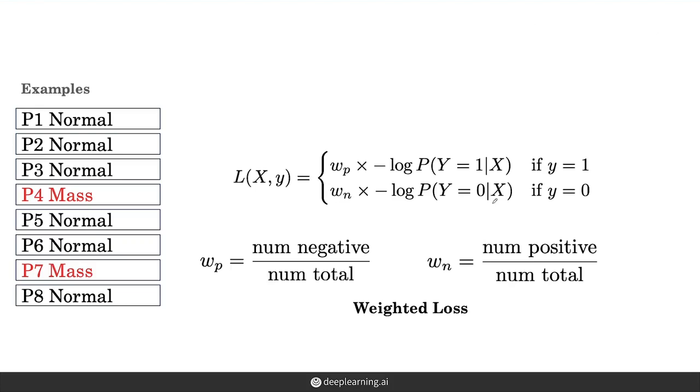In the general case, the weight we'll put on the positive class will be the number of negative examples over the total number of examples. In our case, this is 6 normal examples over 8 total examples. The weight we'll put on the negative class will be the number of positive examples over the total number of examples, which is 2 over 8. With this setting of WP and WN, we can have over all of the examples the loss contributions from the positive and the negative class to be the same. So this is the idea of modifying the loss using weights, in this method that's called the weighted loss, to tackle the class imbalance problem.